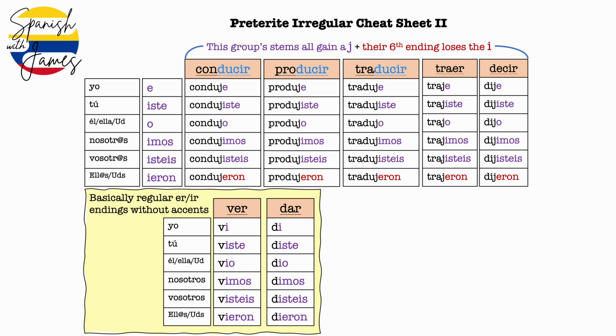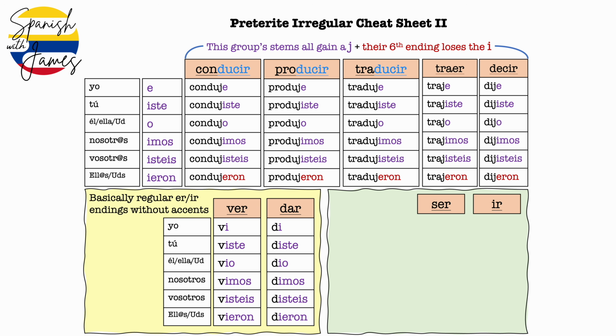Dar is a bit more weird because it's an AR verb, so if we take the AR off, we're left with D, so that's our stem, that's the one we're going to use. But we don't add the AR endings, we add the ER, IR endings without the accent. So that's why it's good to think about this one alongside ver, because these are the two that use the exact same endings.